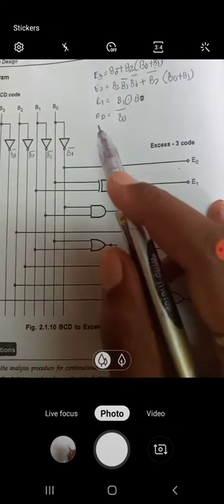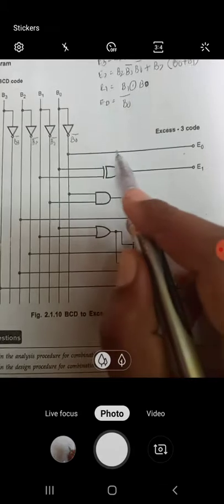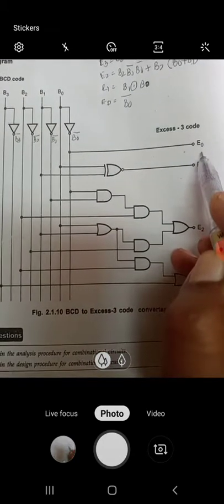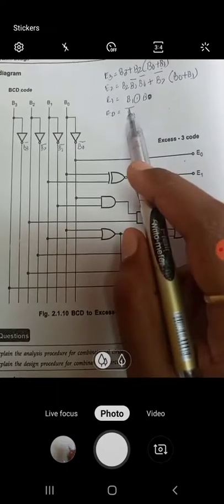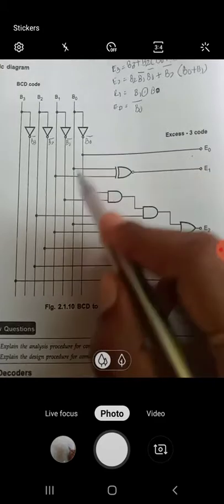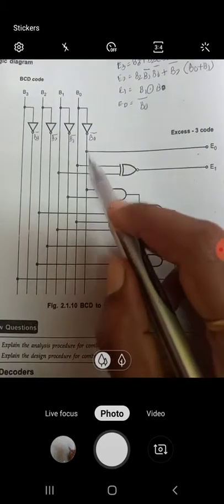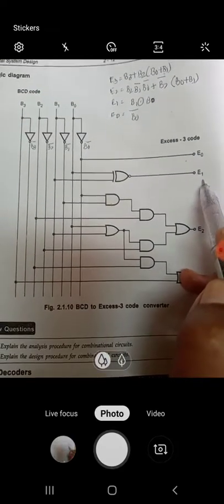Let us write the expression for E0. It is nothing but B0 bar. So B0 bar I have tapped and this is nothing but my E0. Now this is an XOR gate. I have taken B1 and B0, so this is B0 and this is B1. I have XORed them, so this is nothing but E1.